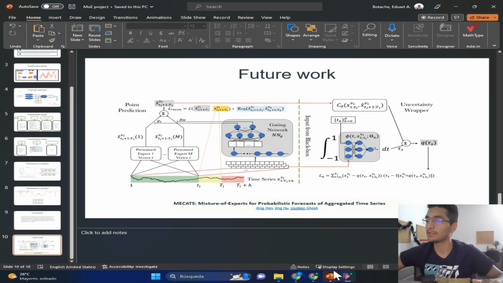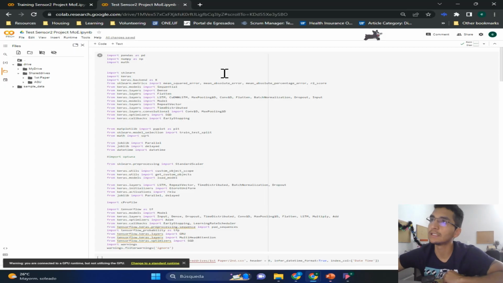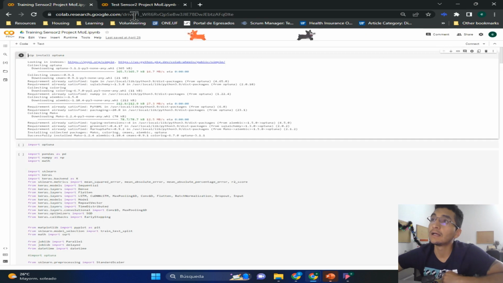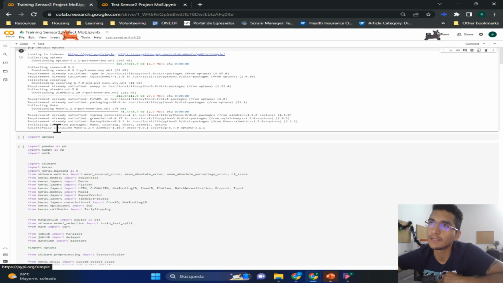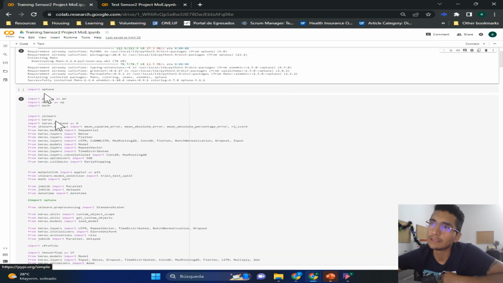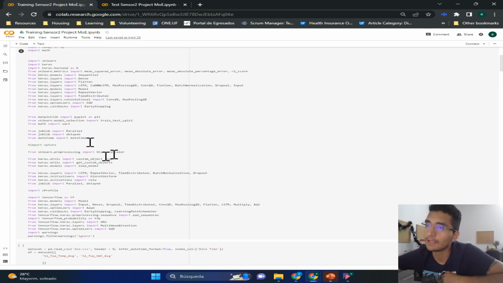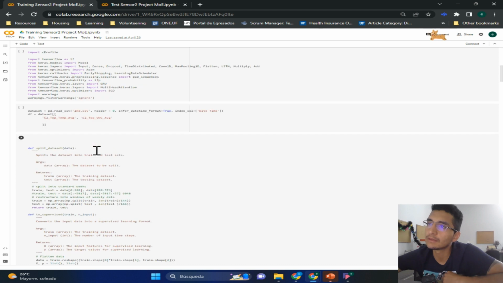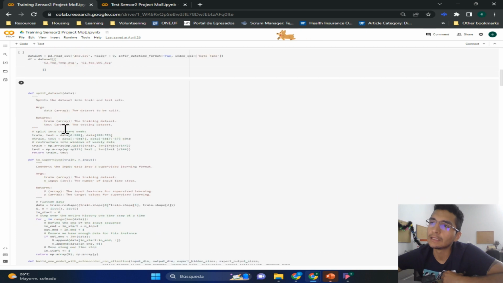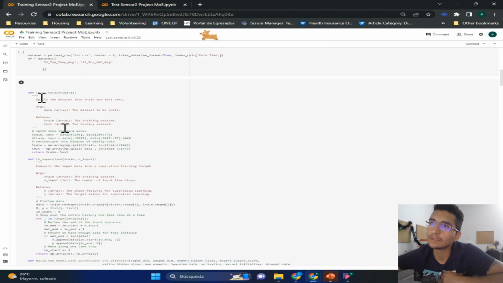Okay, now let me just show you my code. I did an implementation working in Colab. I have all my data in my drive. I first install the Optuna framework for doing the hyperparameter tuning, then I import all the different libraries that I require, and then I import my data for one of my datasets. This is for the first sensor. Then I have this function, which is in charge of doing the split between training and test set.